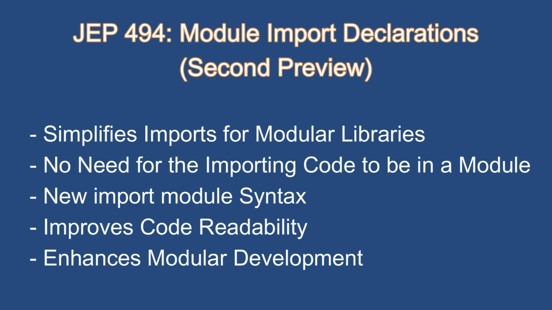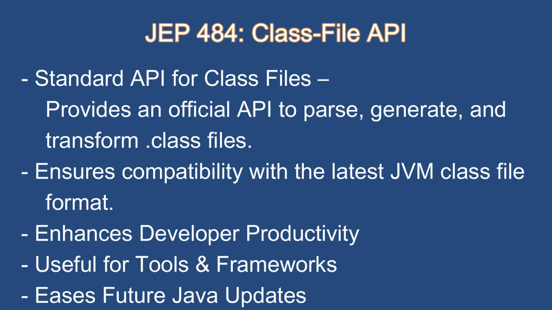There is a language feature covered under JEP 494, module import declarations. It is a second preview, and it helps developers improve productivity by enabling them to quickly and easily import all the packages exported by a module without requiring the importing code to be in a module itself. Then there is a library feature, the class file API, which helps developers improve productivity by providing a standard API for parsing, generating, and transforming Java class files and tracking the class file format defined by the JVM specification.